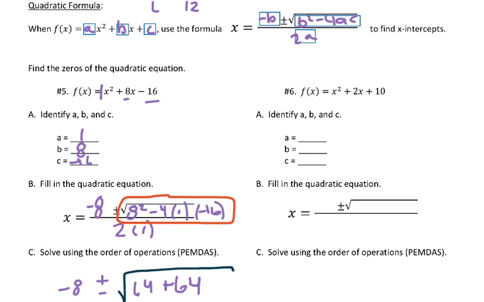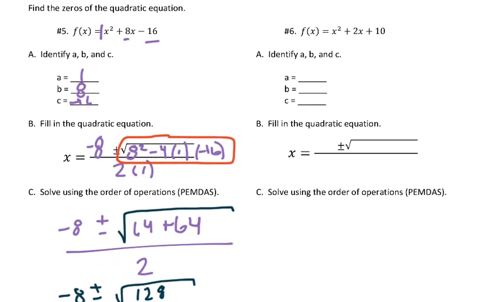So taking a look at number 6, we're going to go ahead and identify our A, B, and C. So our A value is 1, our B value is 2, and our C value is 10. Go ahead and fill that into the equation. So we need the opposite of B, which is negative 2. 2 squared minus 4 times our A value, which is 1, times our C value, which is 10. And all of that over 2 times our A value, which is 1.